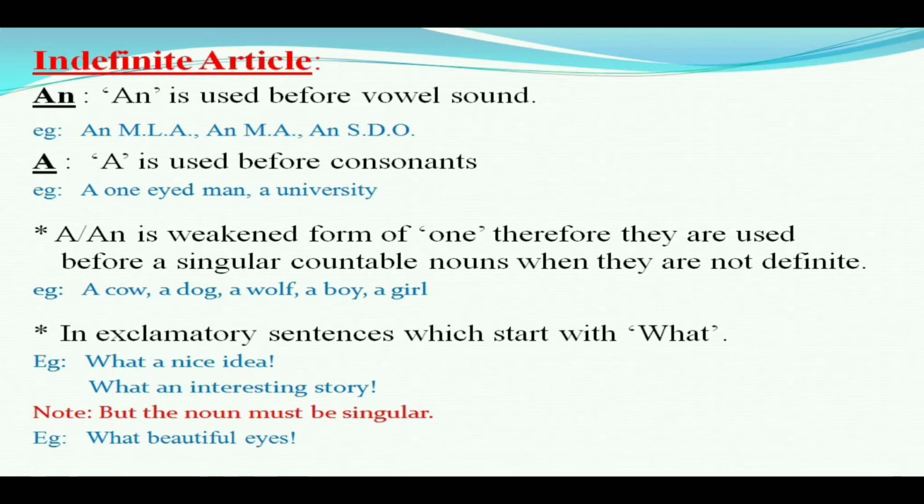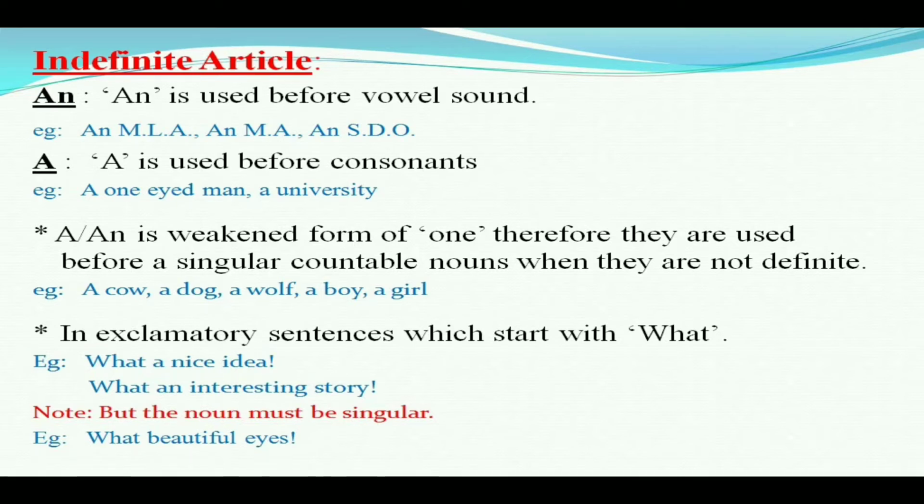Whereas in the second example, a one-eyed man, though it starts with a vowel O, it does not produce the sound of any vowel. Its pronunciation is "one". Here it produces the sound of W, a consonant. Therefore, we cannot use AN before such words. We will use A. Next point, A or AN is the weakened form of one. Therefore, they are used before singular countable nouns when they are not definite. For example, a cow, a dog, a wolf, a boy, or a girl.